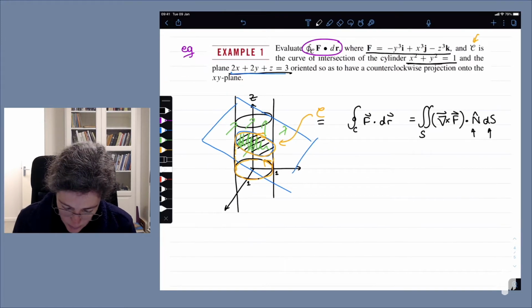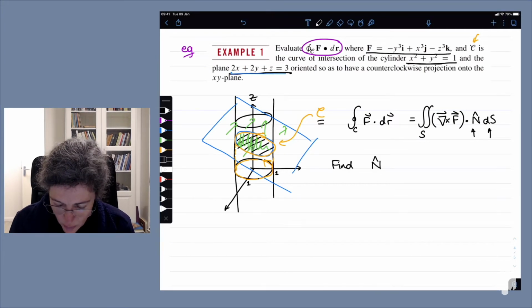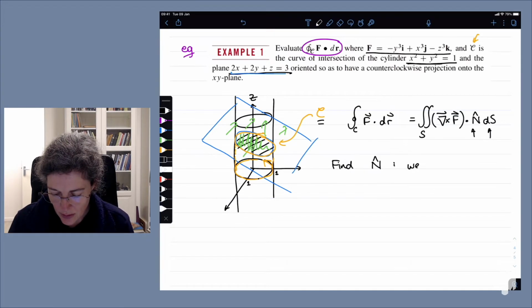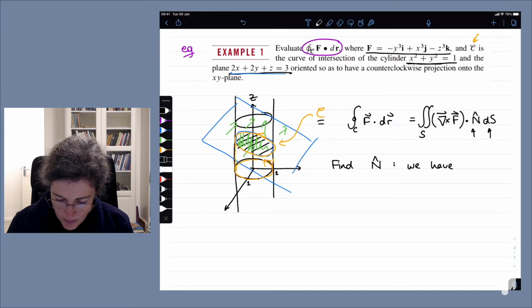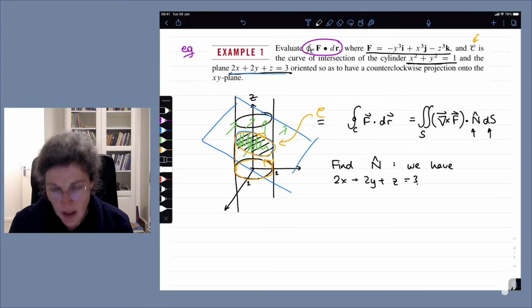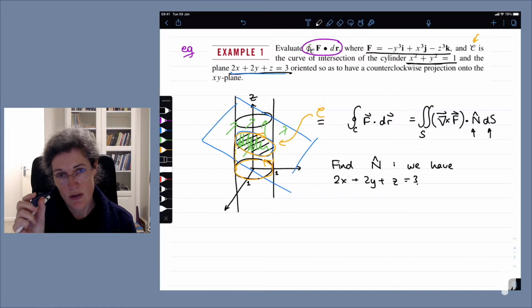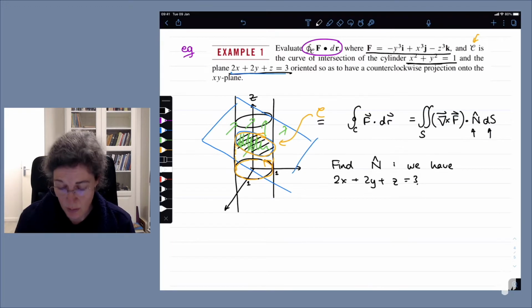All right, so let's find our unit normal from the surface. Well, we know how to find the normal of planes. We know that our surface is this plane here. So we can find a normal straight off from that. Remember that the normal, though, can have any length, so we need to find a unit normal, so we're going to need to normalize that.